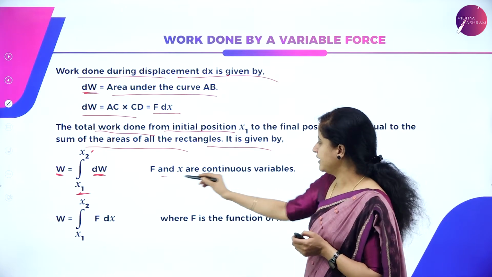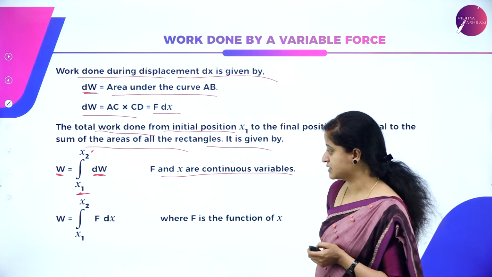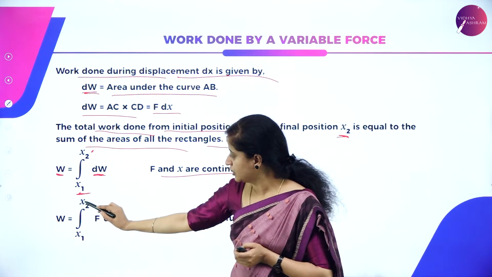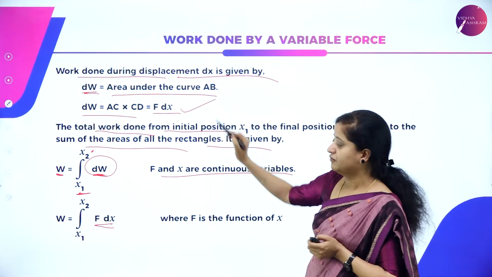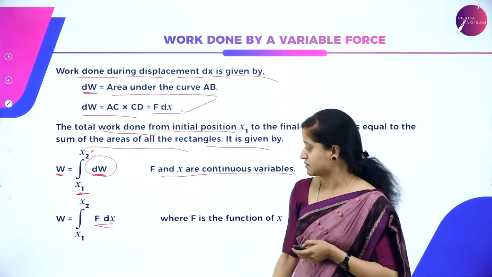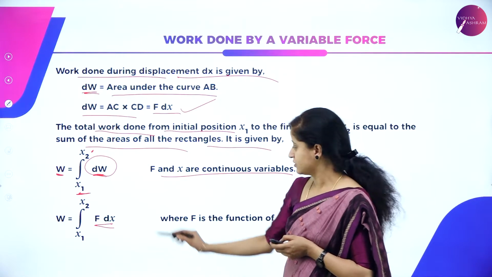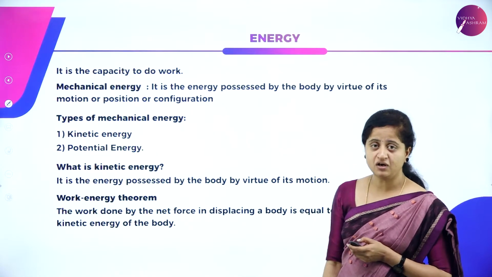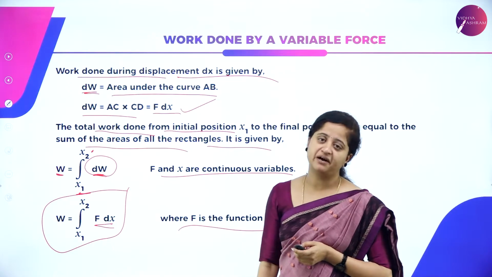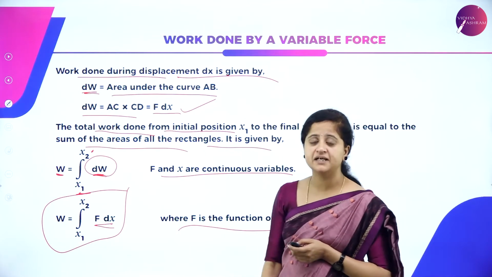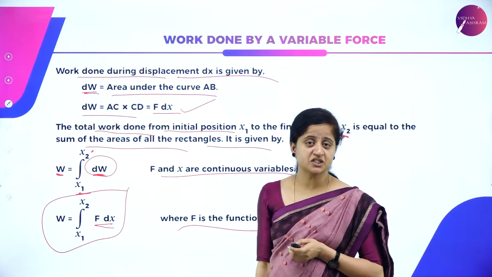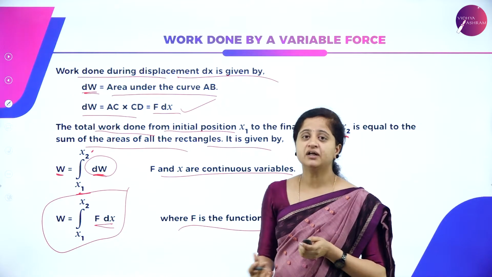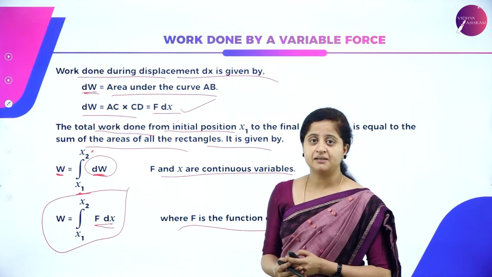So here F and x are the continuous variables. So W is equal to the integral from x1 to x2. In the place of dW, we need to substitute the force and displacement terms, that is F into dx. Here F is the function of x. So this is how we have to find out the total work done by a variable force. By knowing the initial and final positions, we can find the total work done by a variable force.